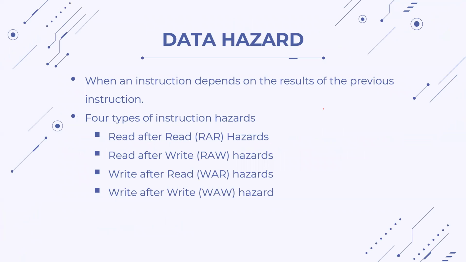Okay, now let's look at them one by one. First one, data hazard. As I have already said, it is due to the dependency on the results of the previous instruction. So, the current instruction has to wait for the result of the previous instruction.